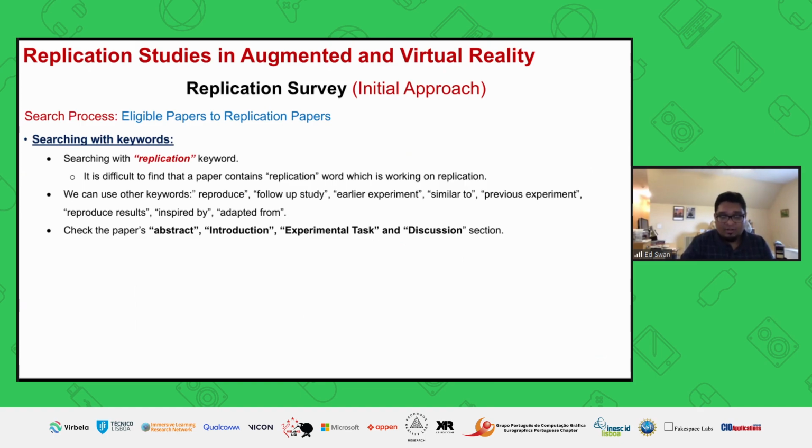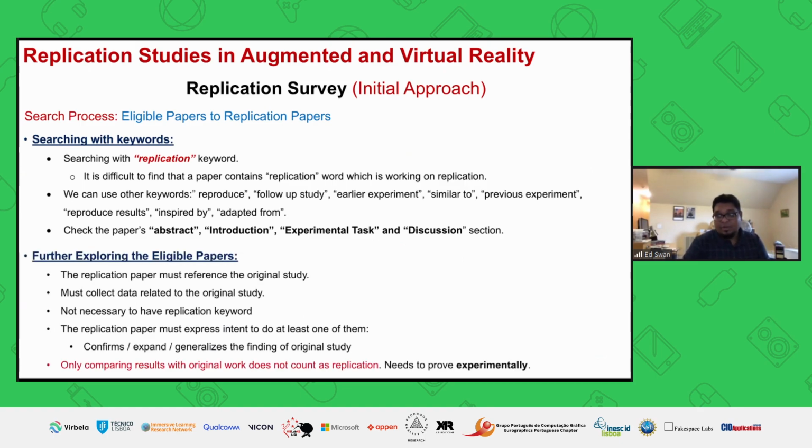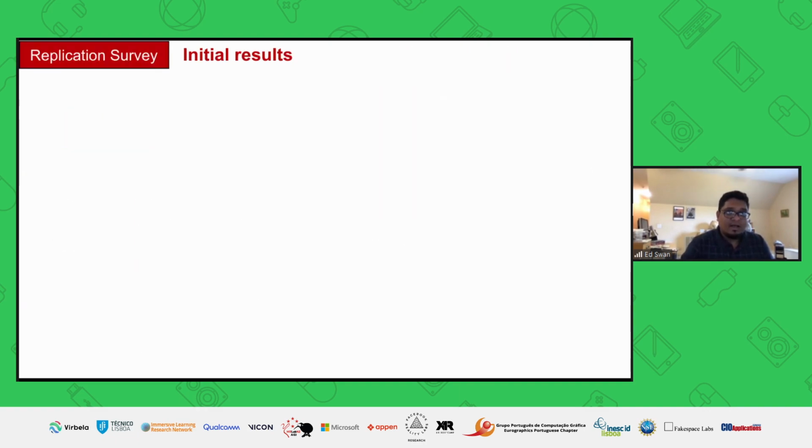But that's not all. We need to further explore the eligible papers. We need to read the papers and figure out whether a paper is actually a replication or not, by considering whether it mentions the original study, and whether the data they are collecting is related to the original study, not necessarily with the replication keyword. Just comparing the numbers with the original paper's results does not count as a replication, so it needs to be proven experimentally. So this is the work we did. Let's see some initial results.